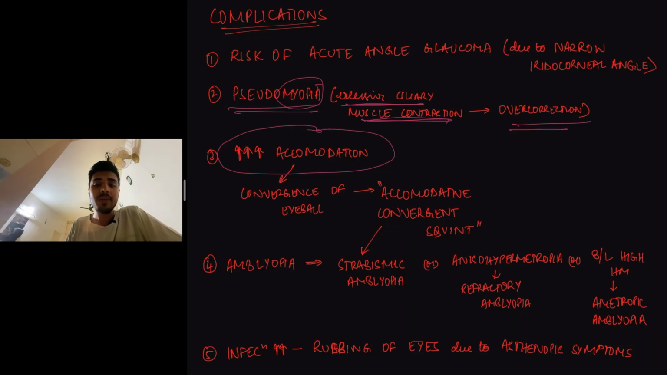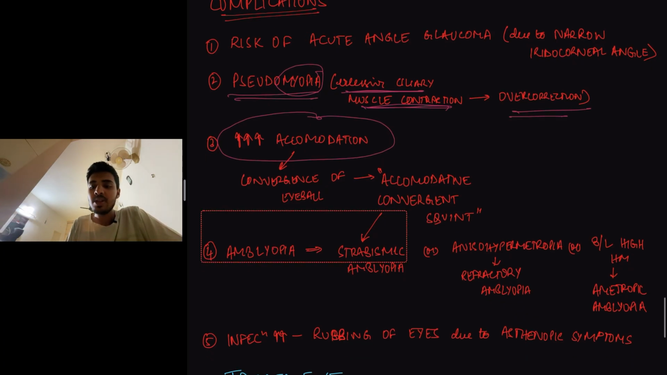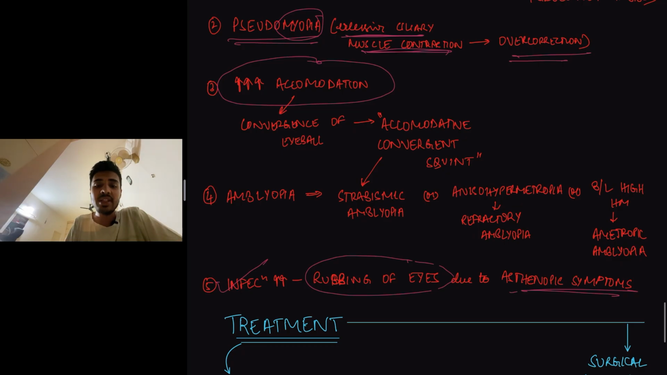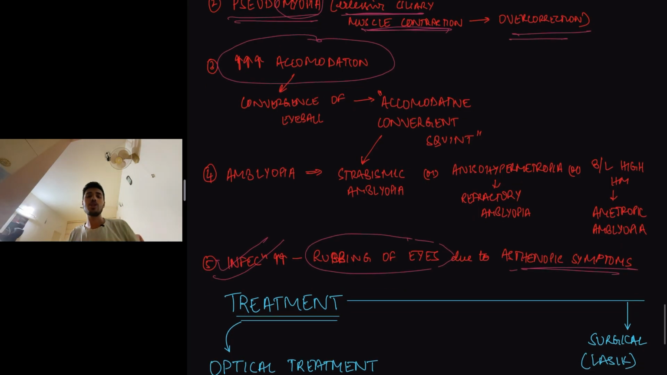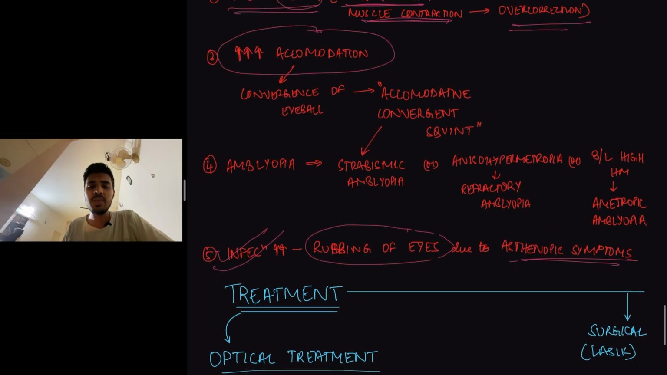But apart from that, because of excessive accommodation, there is excessive accommodative effort that will lead to asthenopic symptoms. Now, asthenopic symptoms will make the patient rub their eyeballs more, and when they rub their eyeballs more, there is increased risk of infection. There is increased risk of keratoconus because of continuous rubbing of the eyeball. The cornea can become cone shaped, etc. So that is one more thing.